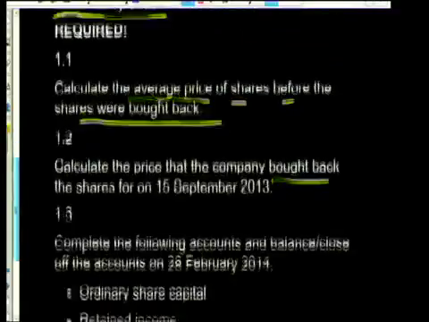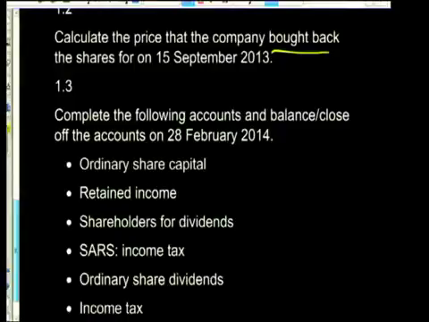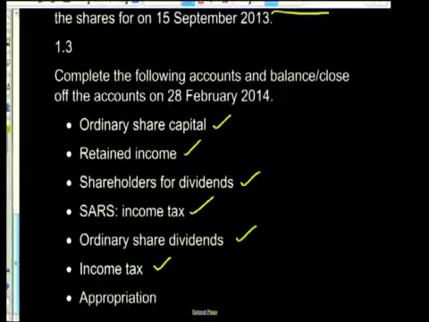And then obviously you are asked to do ledger accounts. Which ones are you asked to do? The ordinary share capital, retained income, shareholders for dividends, SARS income tax, ordinary share dividends, income tax, and the appropriation account. So that's your brief on the question. Right.